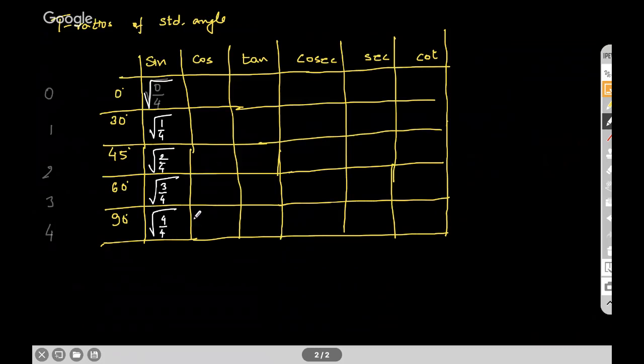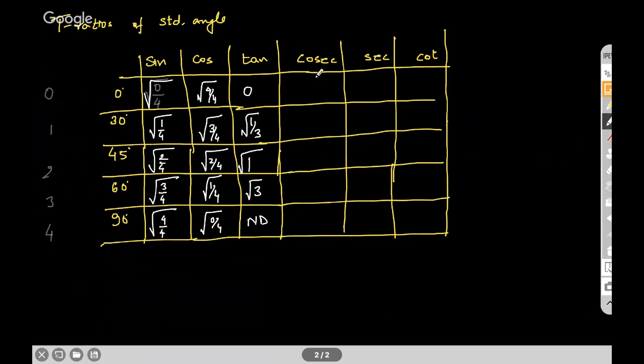Correct. And now whatever you wrote here, you just write upside down, in the reverse order. So 0 by 4, here 1 by 4, here 2 by 4, here 3 by 4, and it is 4 by 4. Okay. And now tan is nothing but the ratio of sine and cos. So it is 0, this is 1 by root 3. So roots are maintained all the time. This is root of 1, which is 1, and this is root of 3, and this is not defined.